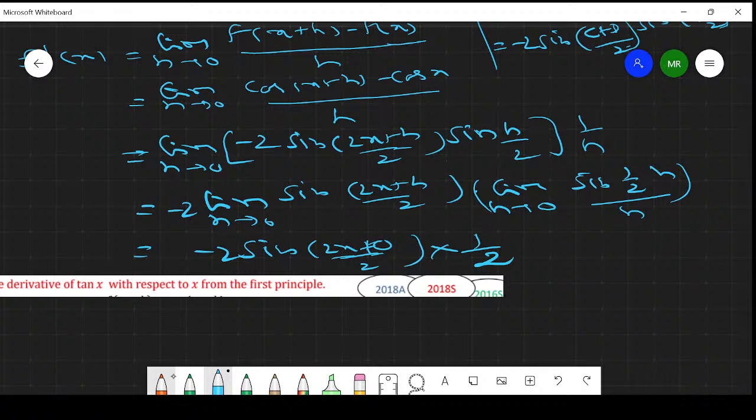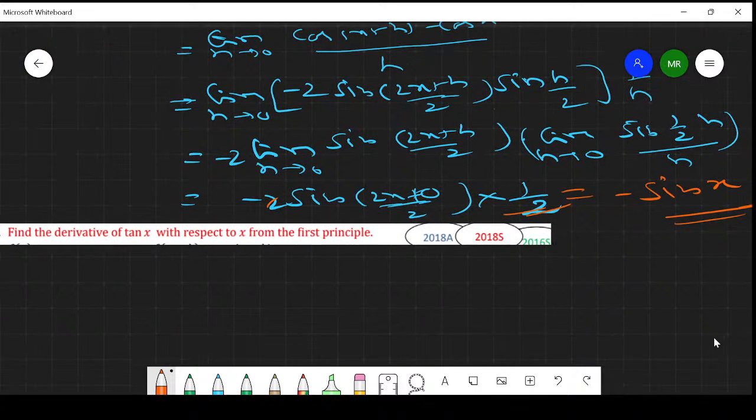So now I can eliminate this 2 and this 2. You will get minus sin of 2x by 2, which is x. So the derivative of cos x is minus sin x, most important. Chances are there to ask this problem. Either sin, tan or cos, anyone they may ask.